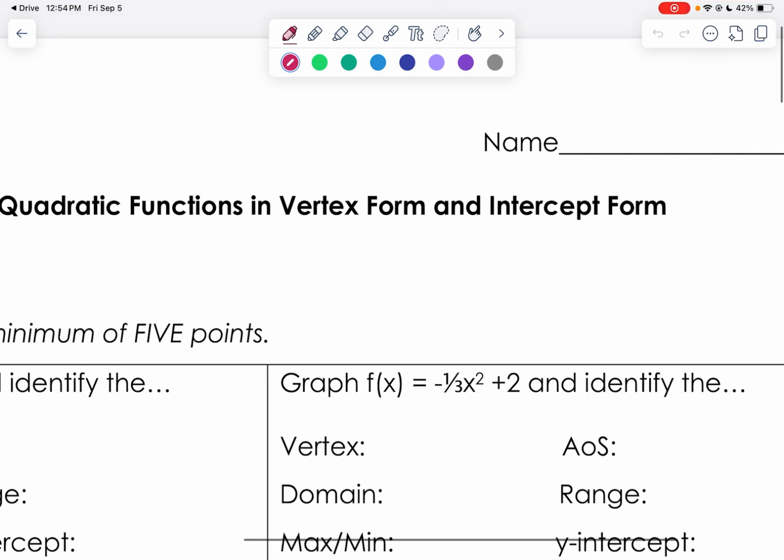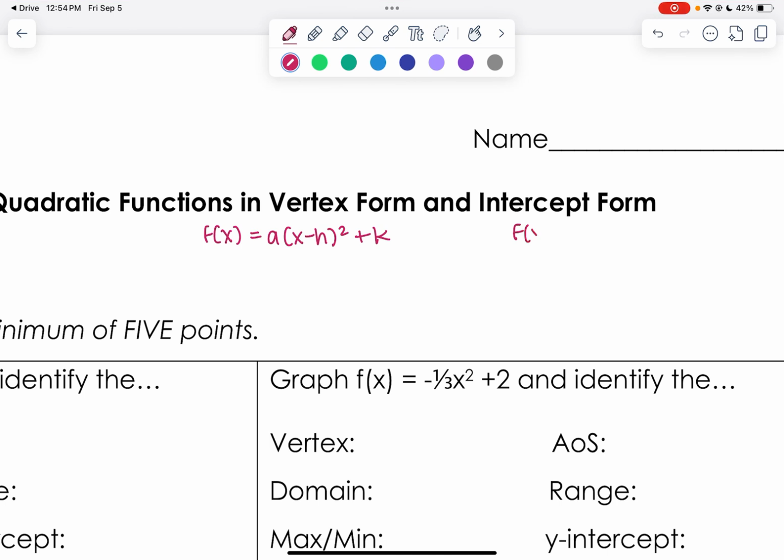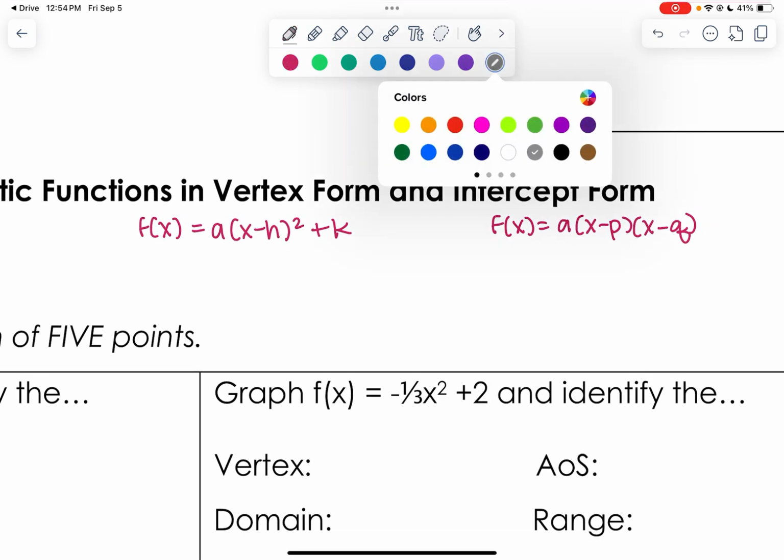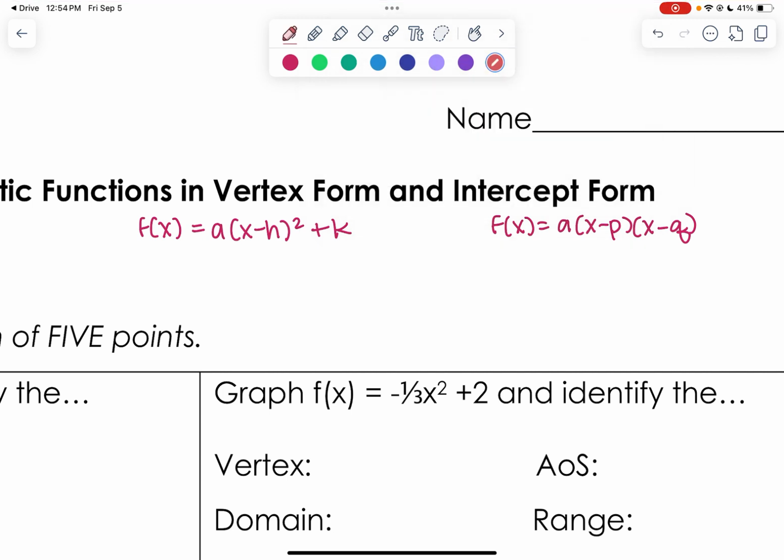So vertex form is f of x equals a times x minus h squared plus k. That's vertex form. And intercept form is f of x equals a times x minus p times x minus q. Notice that a is the same for both of them. Now, to find your vertex in vertex form, it's just going to be (h, k). That's it. So to find your vertex, it's just (h, k). Okay, very similar to what we did with absolute value.